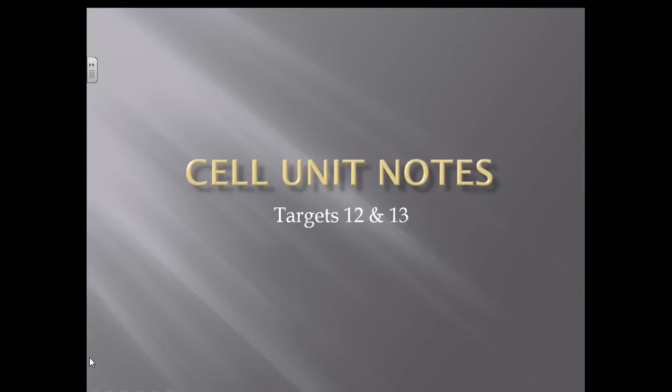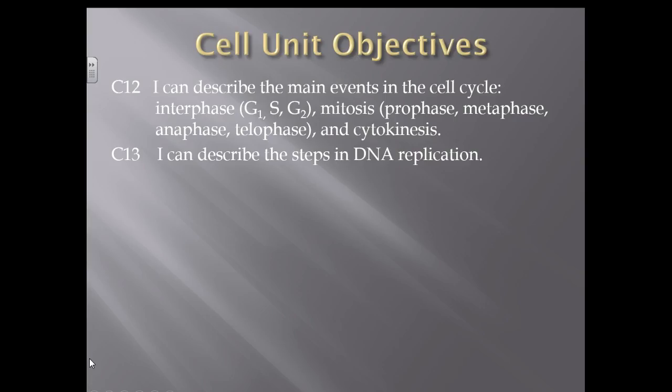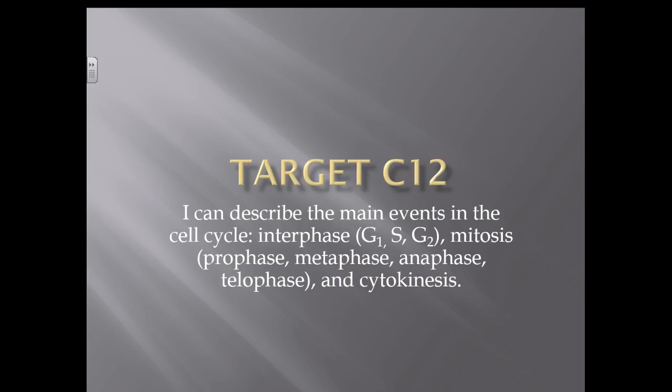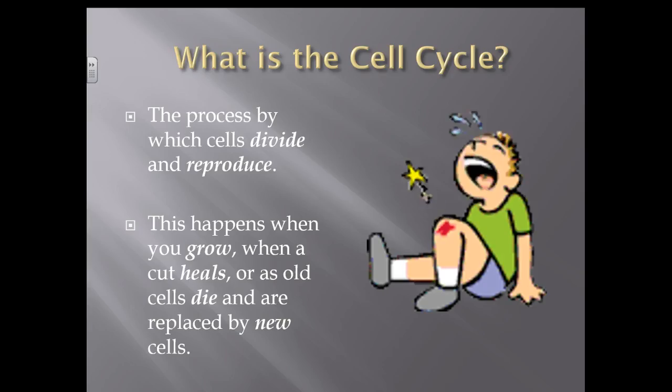We're going to go through the cell cycle, which is Target C12 in this video. So C12 says that you should be able to describe the main events in the cell cycle, and those are interphase, mitosis, and cytokinesis, and you can see that two of those are divided into subparts. So here we go. What is the cell cycle?